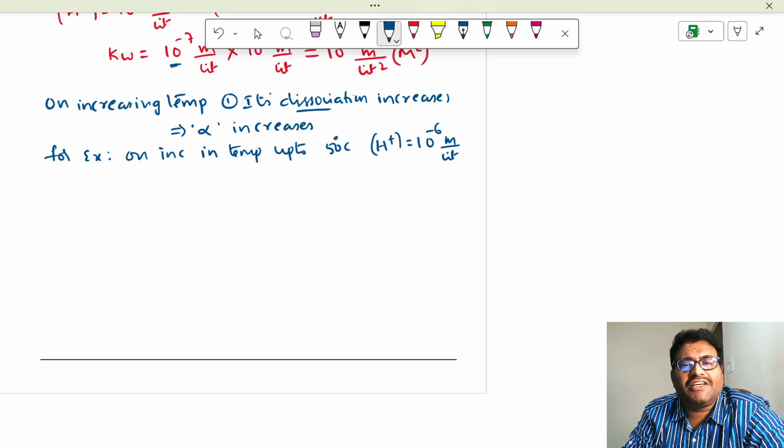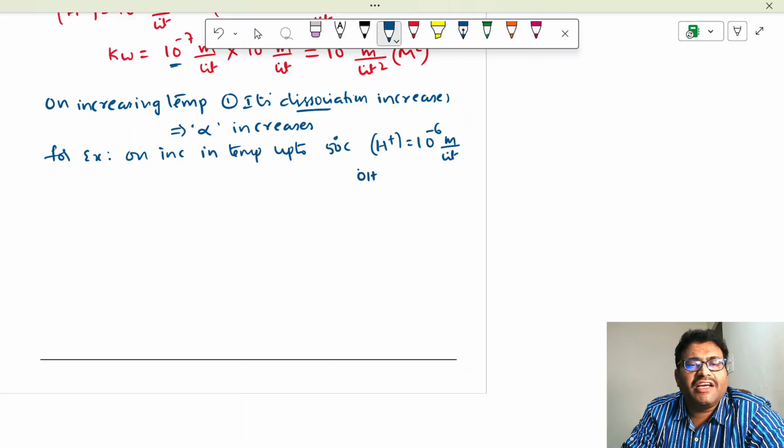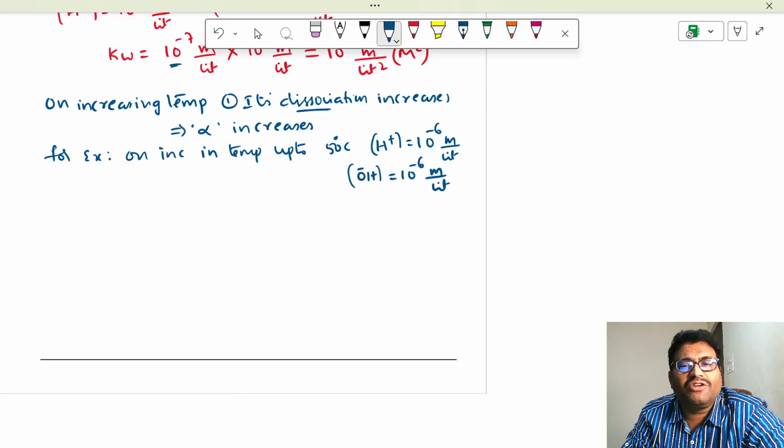If H plus is 10 power minus 6, then what will be OH minus? OH minus ion concentration will also be 10 power minus 6 moles per liter. Why? Because when one water molecule dissociates, one H plus and one OH minus are produced.